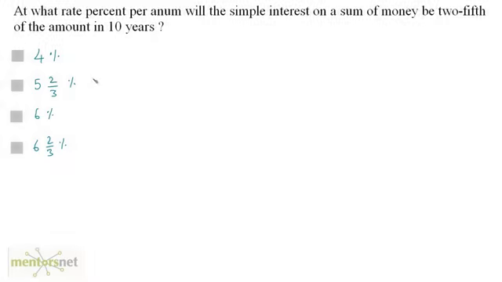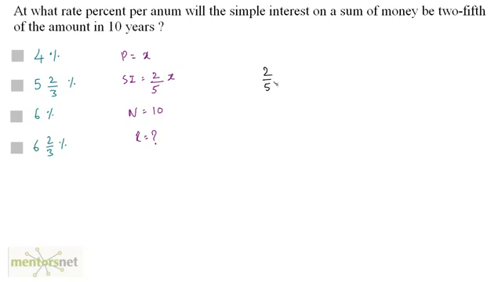At what rate percent per annum will the simple interest on a sum of money be 2/5 of the amount in 10 years? Well, this amount is actually the principal amount, and the simple interest is 2/5 of this amount. Let this principal amount be X rupees. So the simple interest is 2 by 5 of this amount, and the number of years is 10. Rate is what we have to find. So we have the formula for simple interest, that's PNR upon 100.